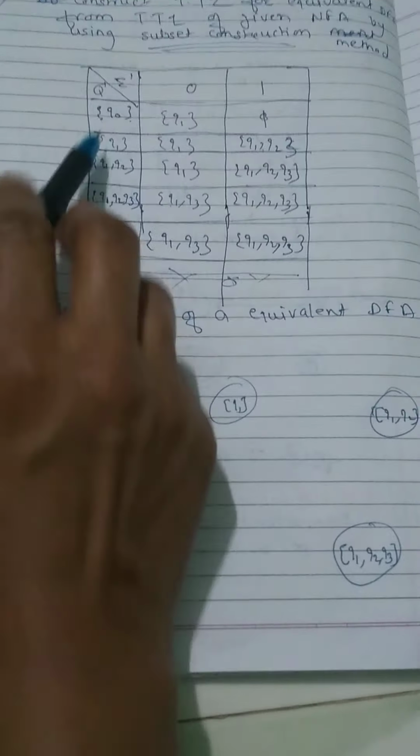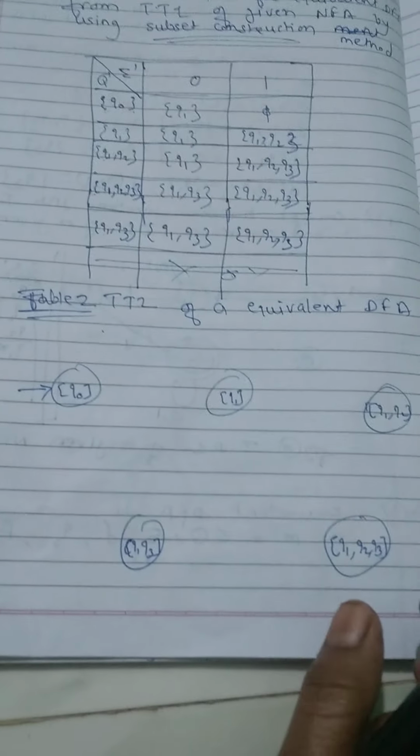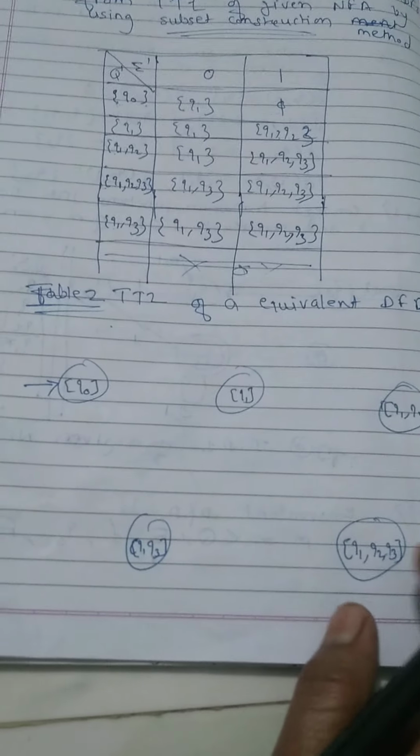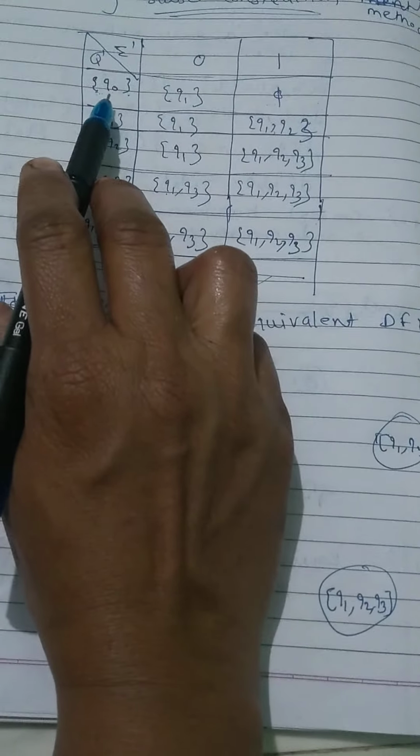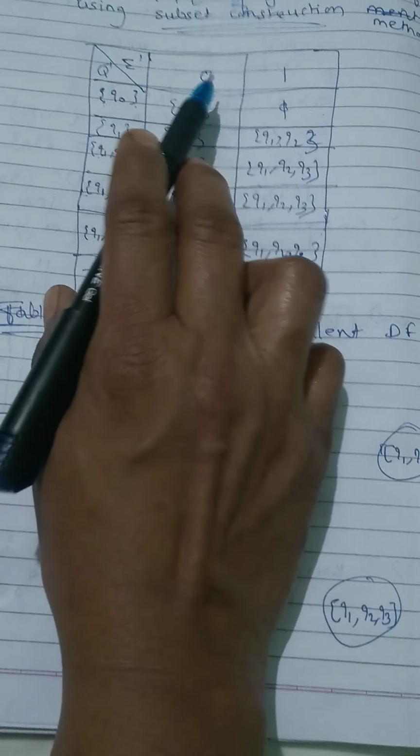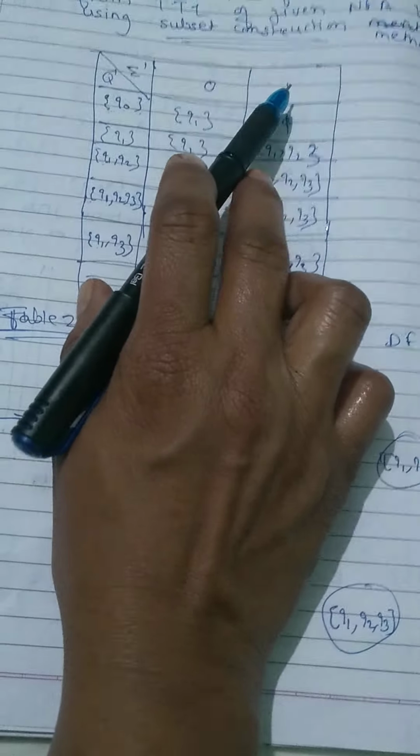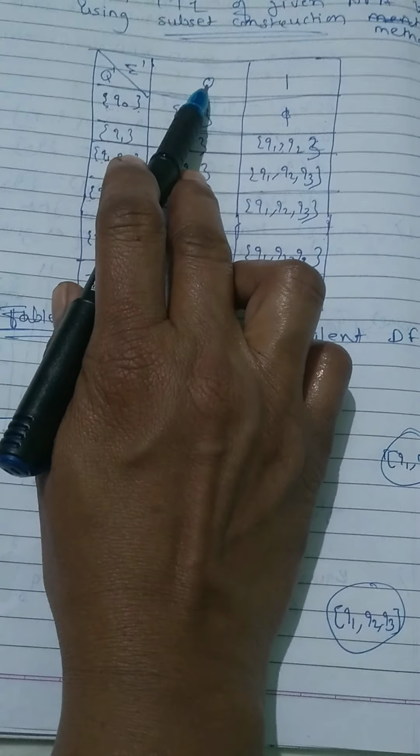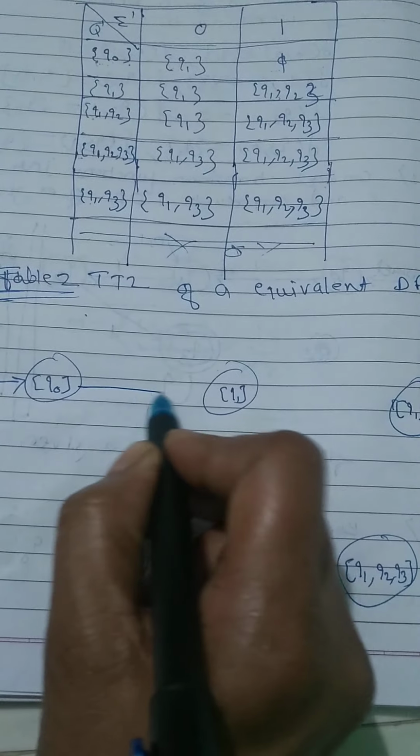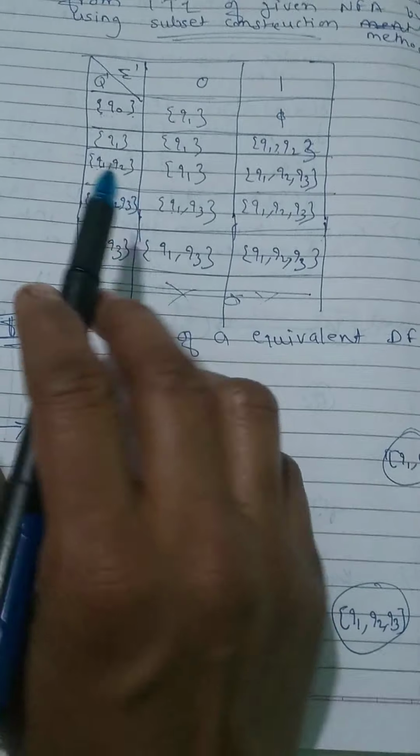Then whatever is the initial, starting state, this will be the initial state of the equivalent DFA. Then we need to add the transitions. It's very simple. That means from the table, from this subset to this subset, show the transition 0. From this to this, show the transition 1. So Q0 to Q1, that is 1. Sorry, that is 0. So write here 0. Look into the table.